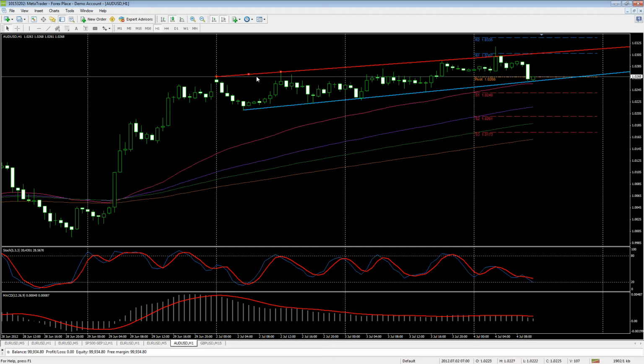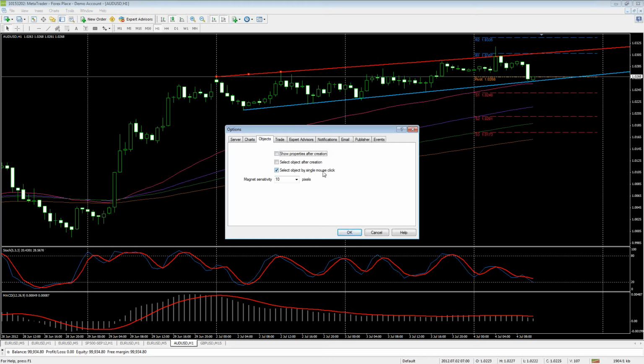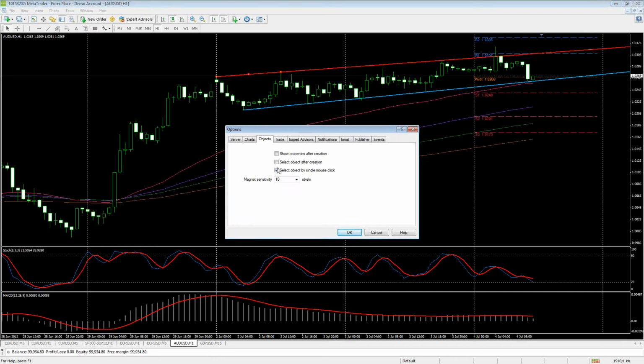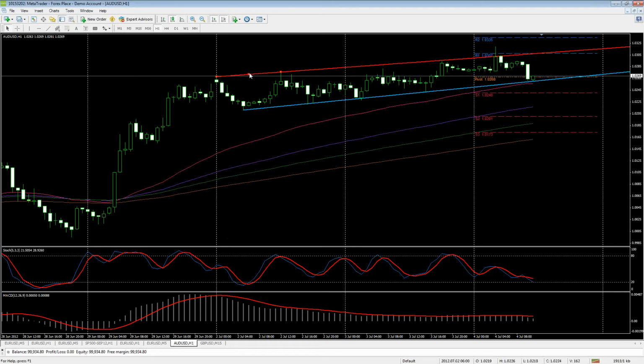I'll show you how I create parallel lines. I mark this line by clicking it or double clicking it. It depends on how you defined your selection, whether by a single click or a double click, in the options window, Control O or Tools Options. There, under Objects, you can select it by a single click. So I select this line, and then I press the Control button on my keyboard, and from the middle point here, I drag the line to create a parallel line.